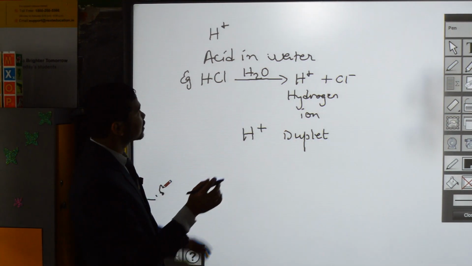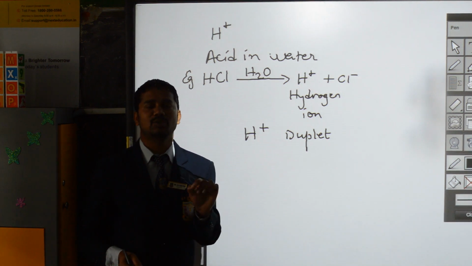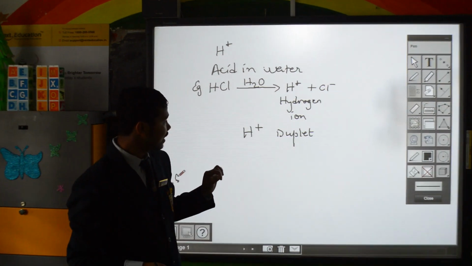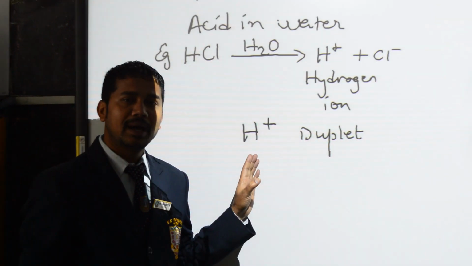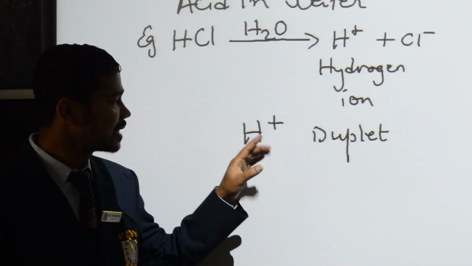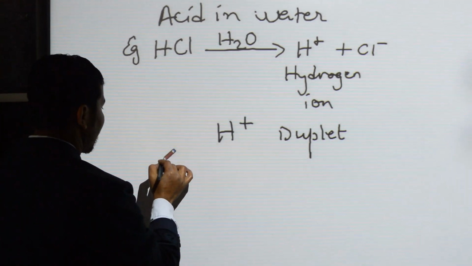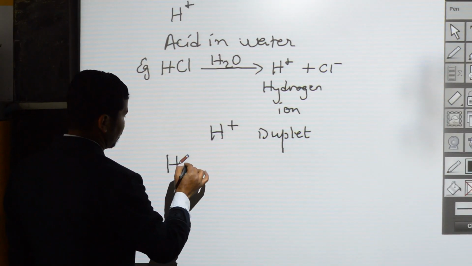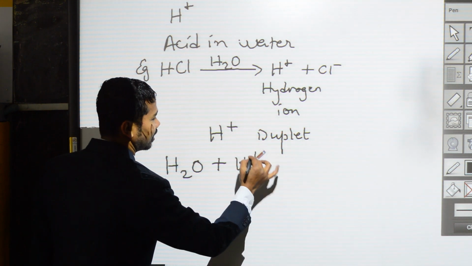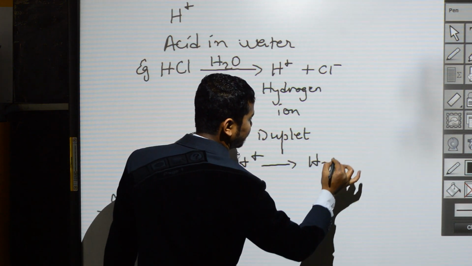So one condition that we have is atom having at least one lone pair of electrons, that is there in water molecule, and one atom short of a lone pair of electrons, that is there in hydrogen ion. So this water molecule and hydrogen ion can form hydronium ion.